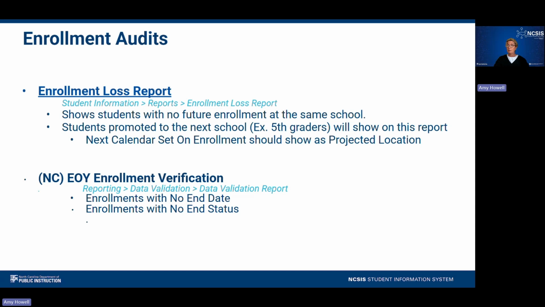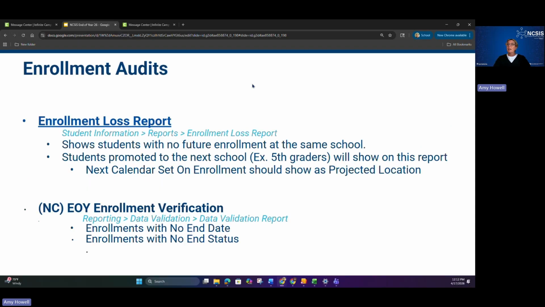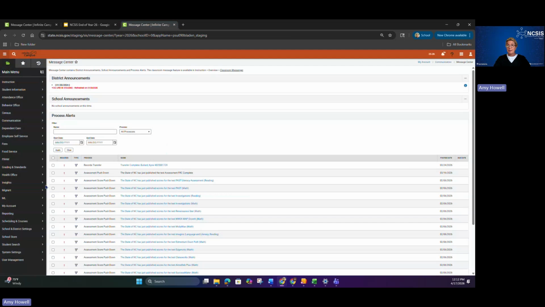The next one we can run is the North Carolina EOY enrollment verification. This is going to be found under your reporting, just like state reports, only under data validation and your data validation reports. We'll take a look at that screen.